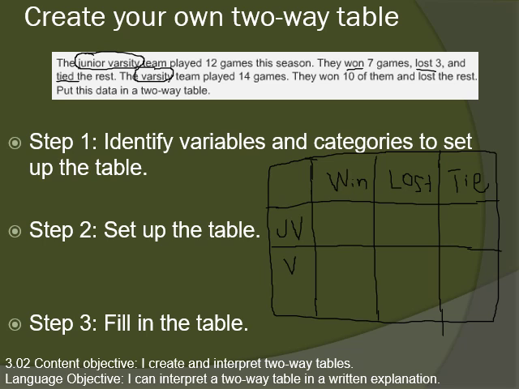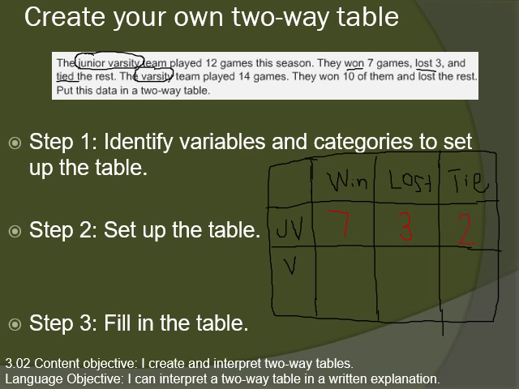Let's go with a lovely red color. So it tells me, let's see, the junior varsity team played 12 games this season. They won 7, so right there in JV and win, I'm going to put that. Lost 3 and tied the rest. Well, it doesn't tell me, but they have 12 total. So 7 plus 3 is 10. That means they must have tied 2.